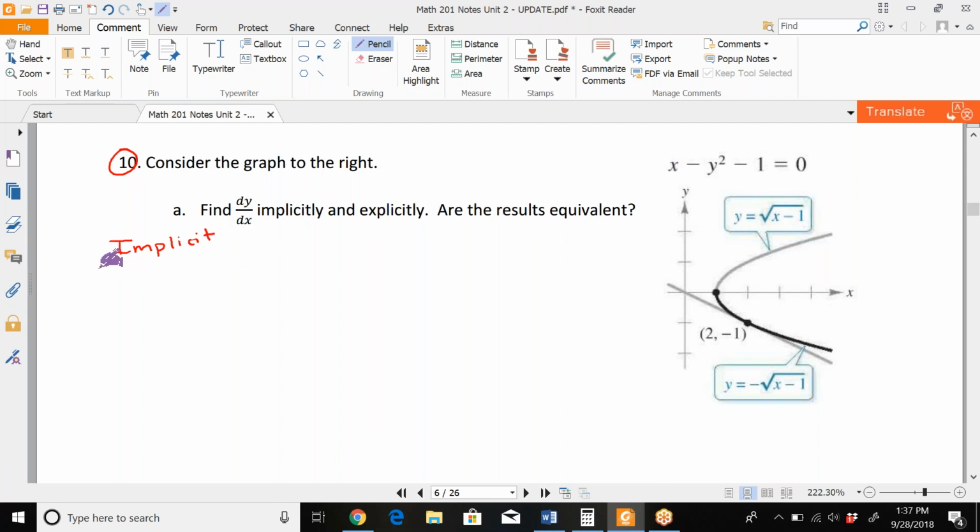So we're going to take the derivative of x, which is 1. Derivative of y squared would be 2y dy dx. And then derivative of 1 is 0. Derivative of 0 is 0.